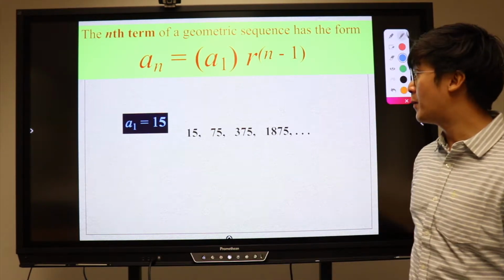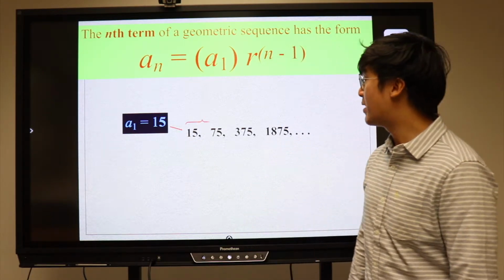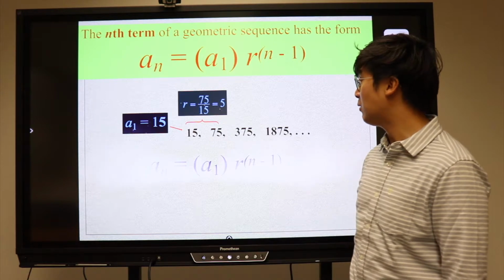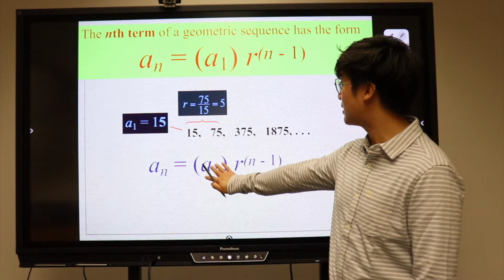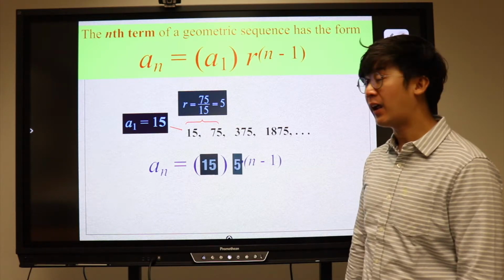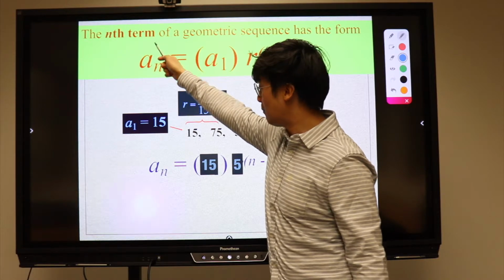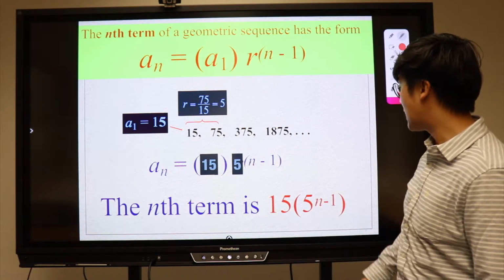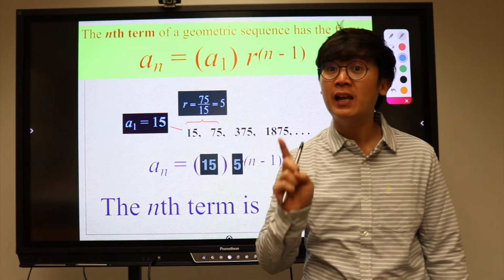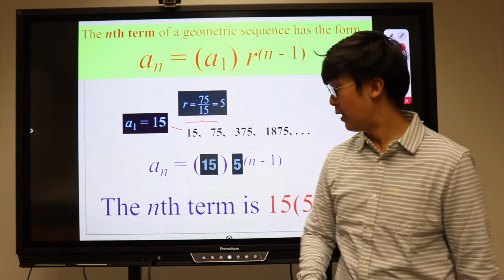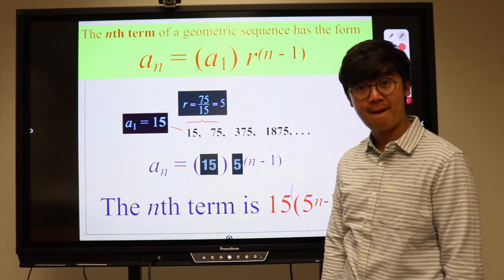So we found the common ratio and the first term. The first term is easy because it's given. But the common ratio, we need to figure out, and it is 5. Using the formula, all we need to do is replace a sub 1 and r, and we're finished. A sub n, or the nth term, is equal to 15 times 5 to the n minus 1. We cannot multiply 15 and 5 because they have different exponents. This one has 1, and this one has n minus 1.